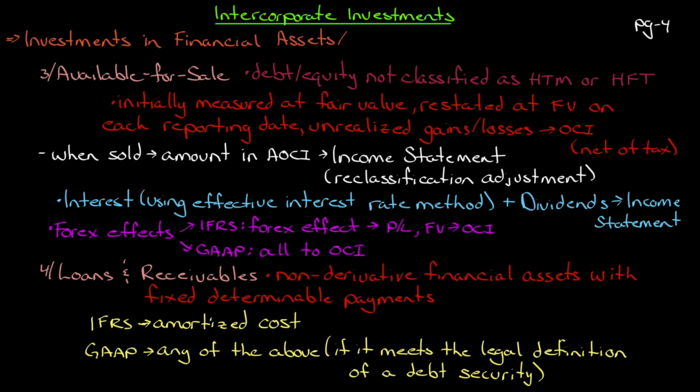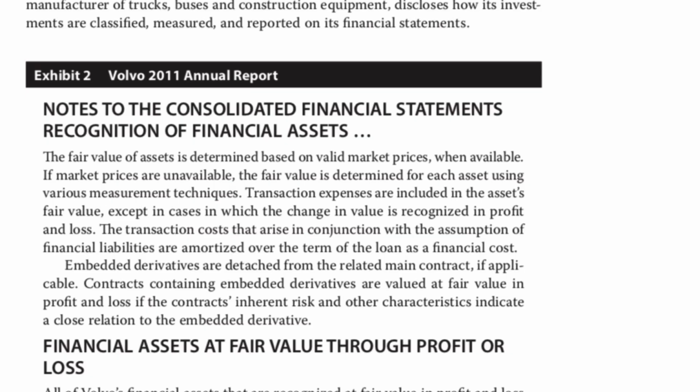GAAP can carry it at amortized cost, fair value to P&L, or fair value to OCI, if it meets the legal definition of a debt security. So let's just do a little walk through Exhibit 2 here. This is the Volvo 2011 Annual Report, notes to the consolidated financial statements for recognition of financial assets. And we should understand everything that's written here now.